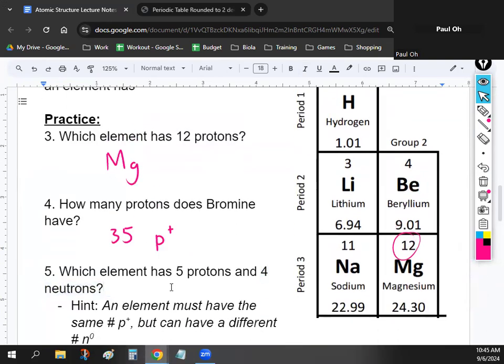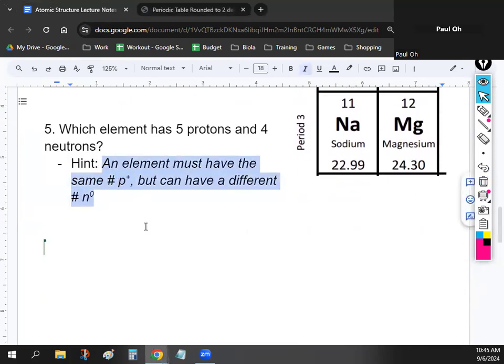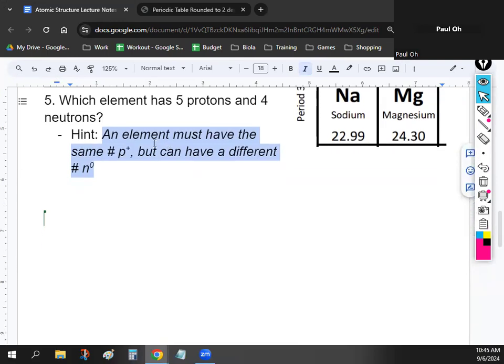Okay, and so the key that I want you guys to jot down in your notes is this right here. An element can have the same number of protons, but can have a different number of neutrons. So jot that down somewhere. You can have the same number of protons and be the same element, but you can have a different number of neutrons. Okay, so an element has to have the same protons, but it can have different neutrons.